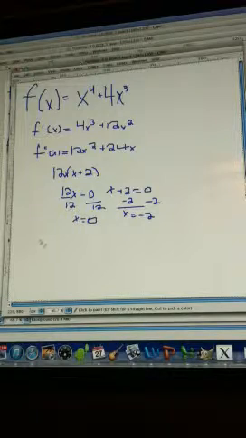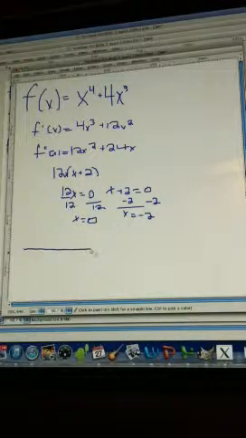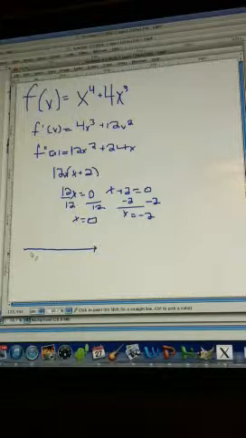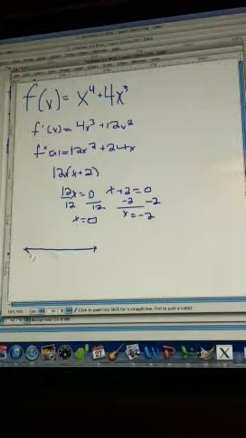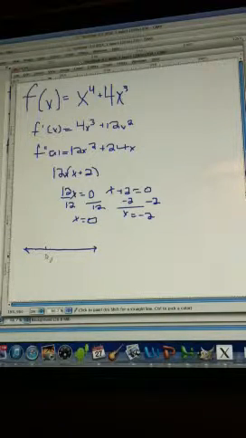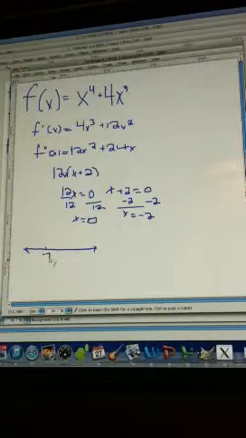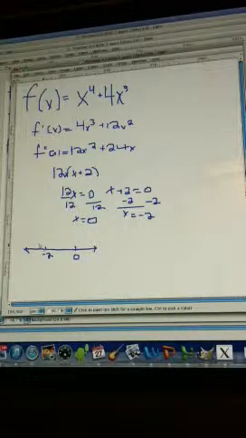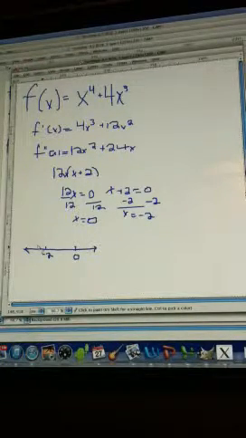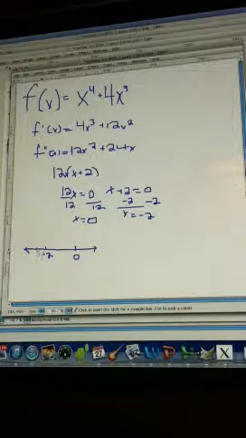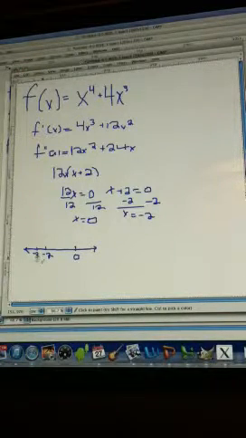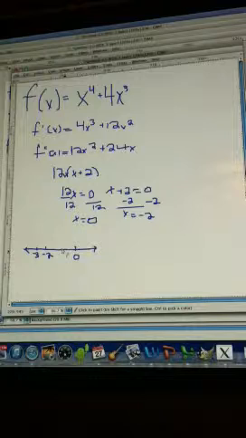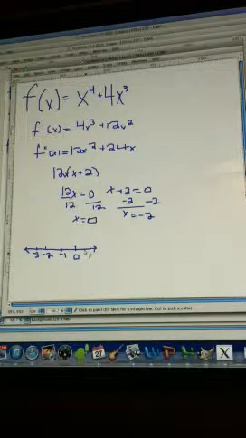Once you get your zeros, you make a number line. Place both of your zeros on the number line. And then you're going to use test points around those zeros to find out whether it's concave up or concave down. So I'll use negative 3 here, negative 1 here, and 1.